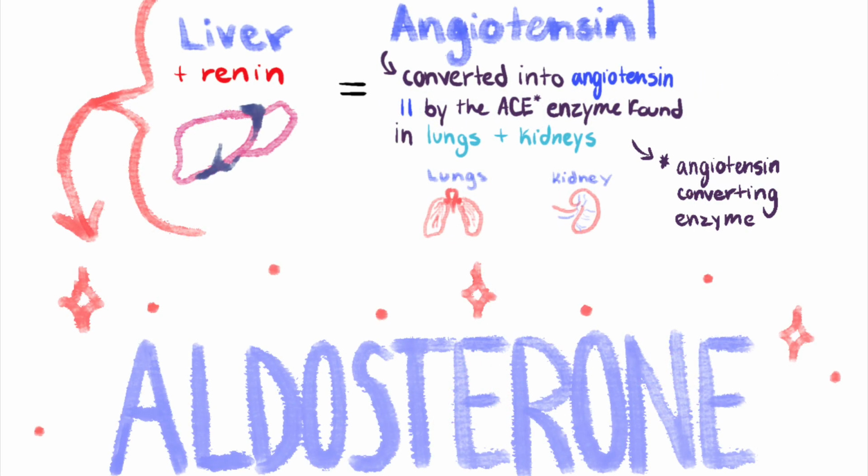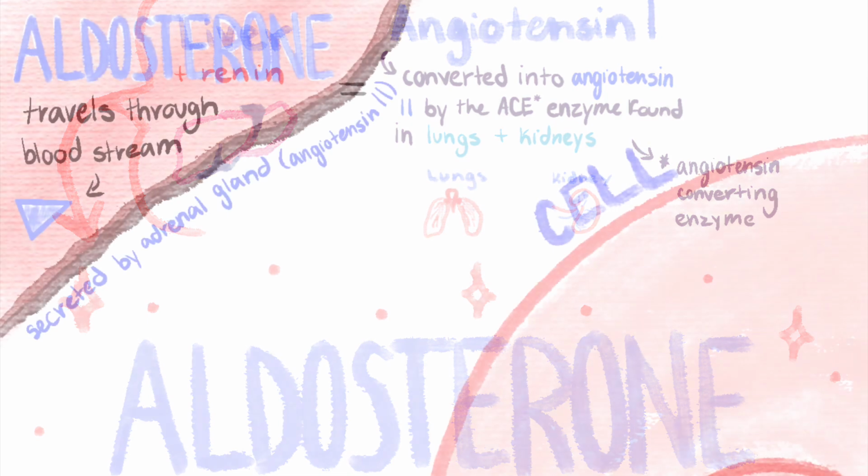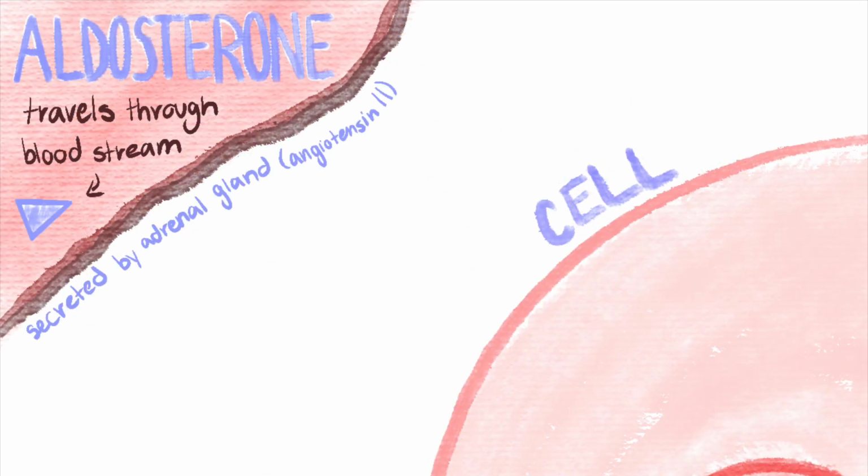The hormone angiotensin 2 later causes the release of the hormone aldosterone, which begins the second half of the signaling process. In order for the next portion of the process to begin, aldosterone has to travel through the bloodstream. From the bloodstream, aldosterone travels through the extracellular fluid to reach the cell.